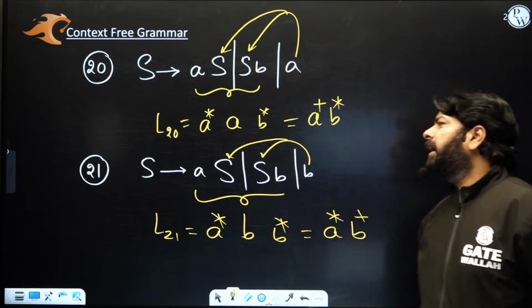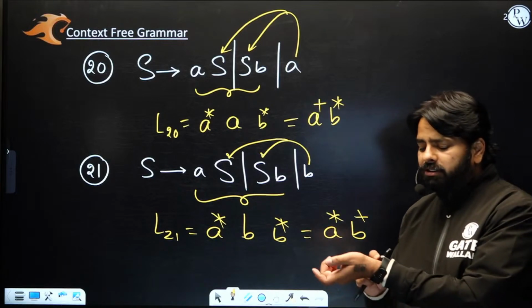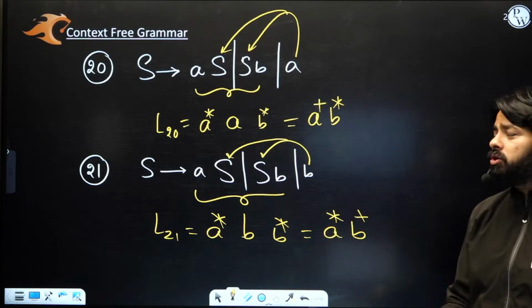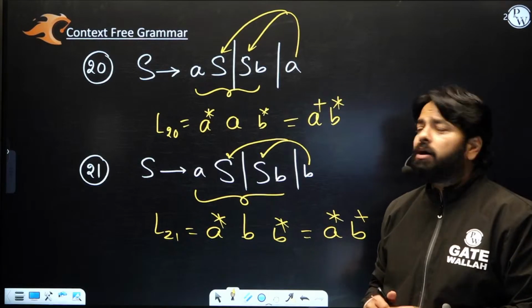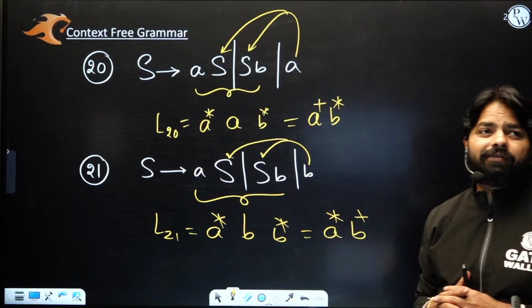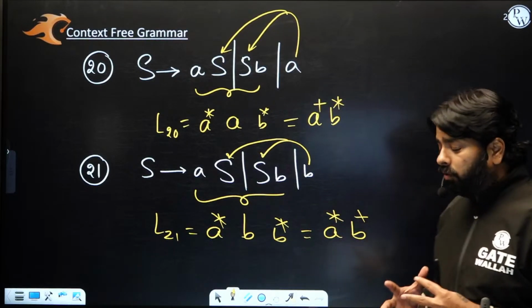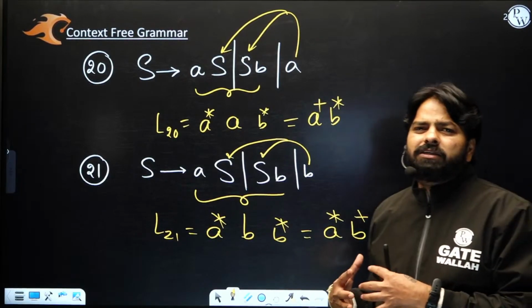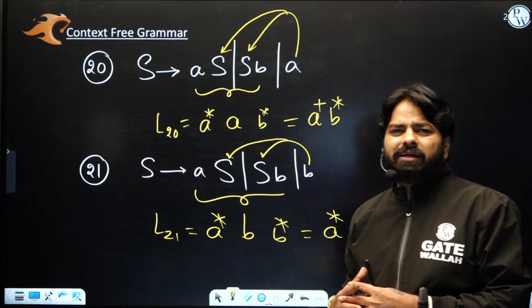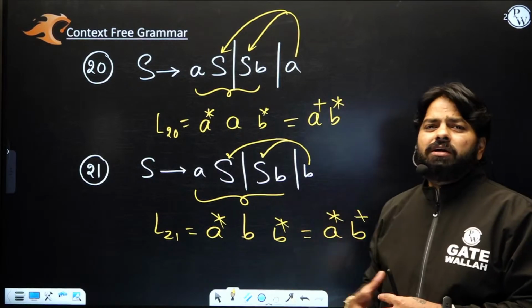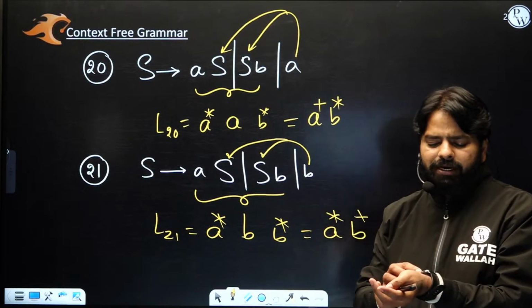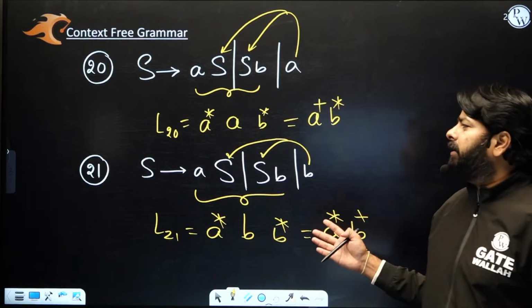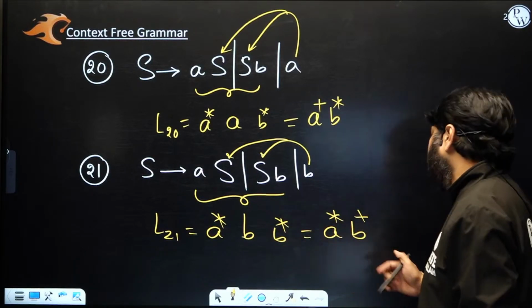Even see the beauty of this kind of grammar: within almost 30 to 40 minutes we are able to solve nearly 21 questions as a beginner. So if you are able to practice these context free grammars, one or two marks, most of the times I see in the GATE PYQs, at least one question on context free grammar will be there. So you can practice this kind of grammar to get the awareness.